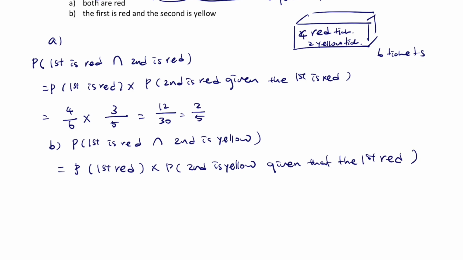Okay, so the probability that the first picked ticket is red is 4 over 6. And the probability that the second ticket is yellow given that the first is red means we still have two yellow tickets left, so it's 2 over. However, since we already picked one ticket out of this box, the total number of tickets left in this box is 5, so we do 2 over 5. So the total probability is 8 over 30 or 4 over 15.